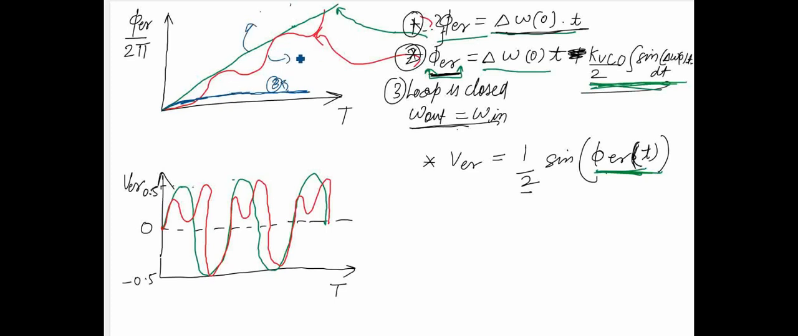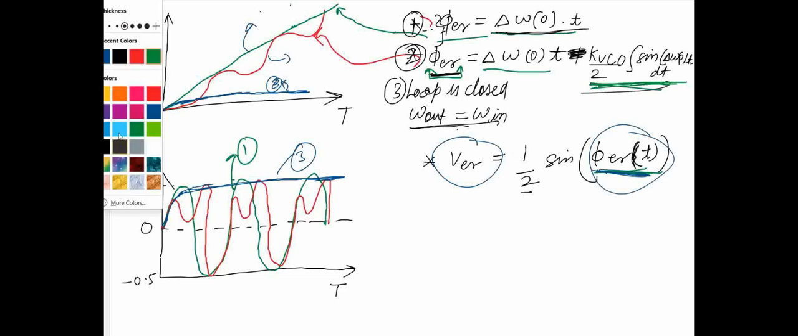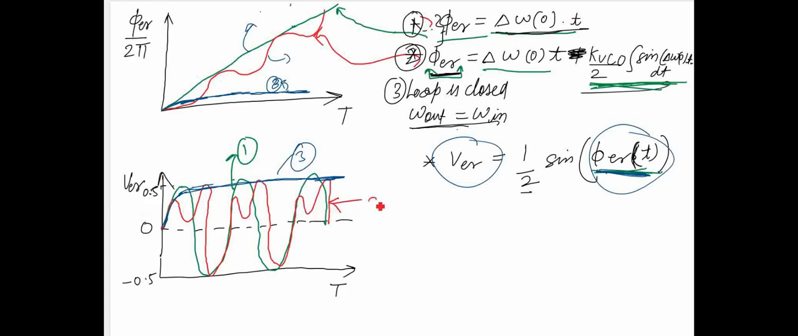Now, what will happen in this case? Since your phi error is constant, your V error will also be constant. So initially it will vary like this, and then it will become constant. So this is your third case, this is your case number one, and this is your case number two.